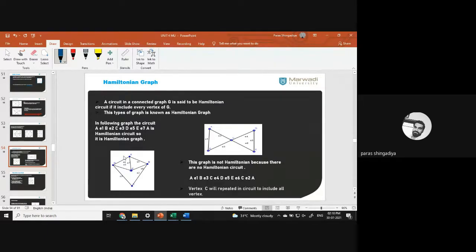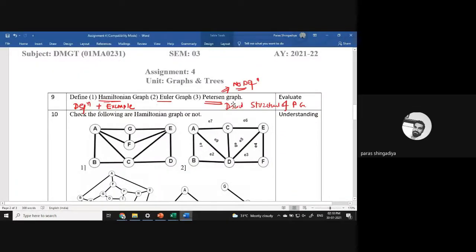Okay, nice. So these questions, just 1 minute. Okay, so this type of question we can consider: define Hamiltonian and Euler graph with an example. That can be asked for 4 to 6 marks. Clear? Define the definitions of Euler and Hamiltonian with example.